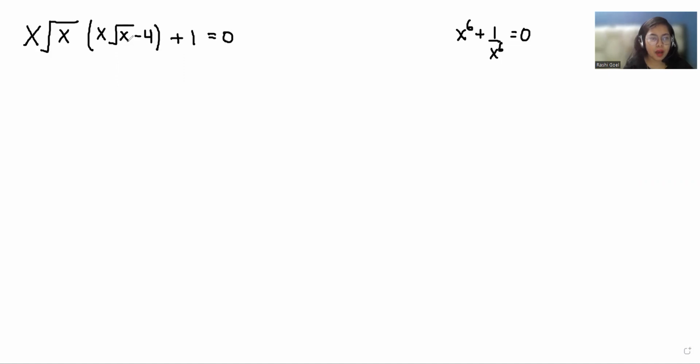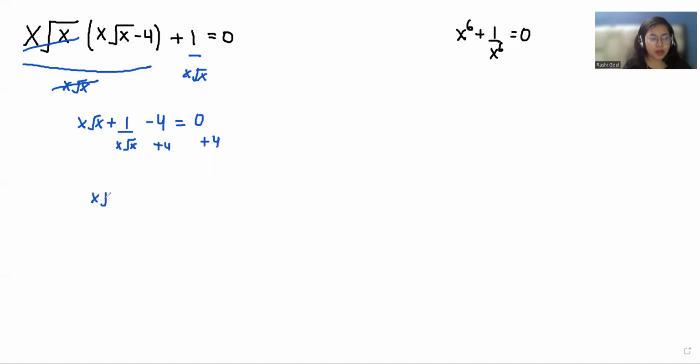So in the first step, I am going to divide the whole equation by x root x. So we can eliminate this. So what is left? x root x plus 1 over x root x minus 4 is equal to 0. Now I'm going to add plus 4 on both sides. So the equation becomes x root x plus 1 over x root x is equal to 4.